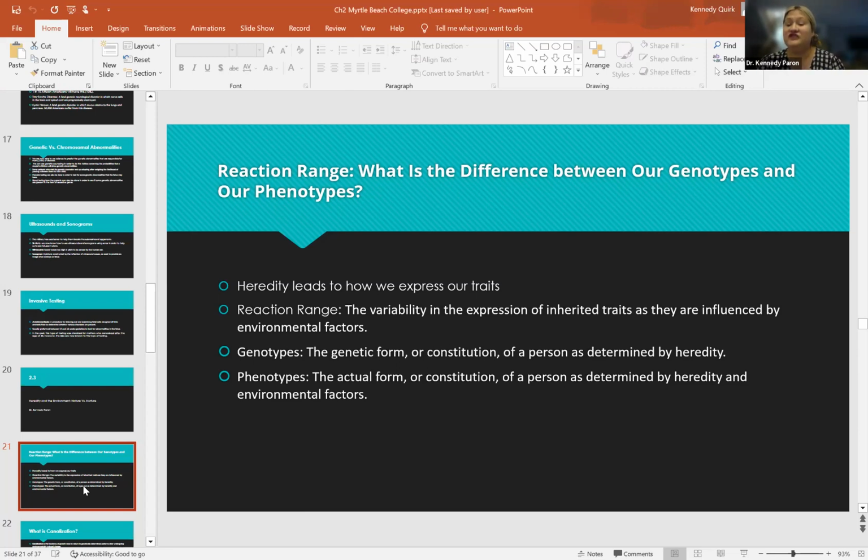So genotypes are genetic forms or constitutions of a person determined by the heredity. So how our genes form and impact how we look and our different traits, where phenotypes are the actual form or constitution of a person determined by heredity of the environmental factors.